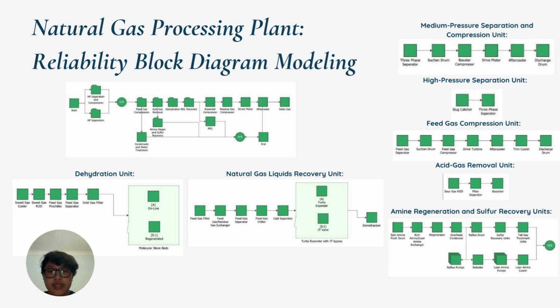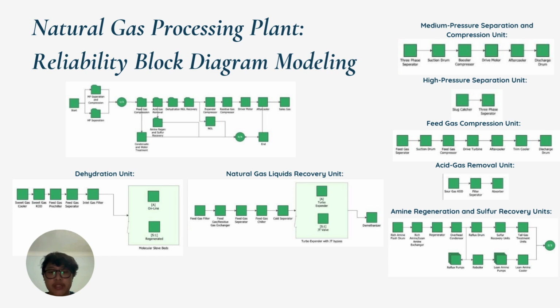This model represents the entire processing flow, from the raw gas intake all the way to sales gas output. The plant handles 100 mmscfd, divided equally between medium pressure and high pressure gas streams. Each block here symbolizes a critical unit or equipment such as separators, compressors, chillers, and reactors. These are grouped by function into several major units.